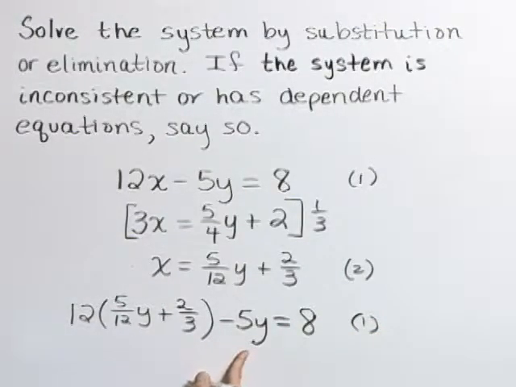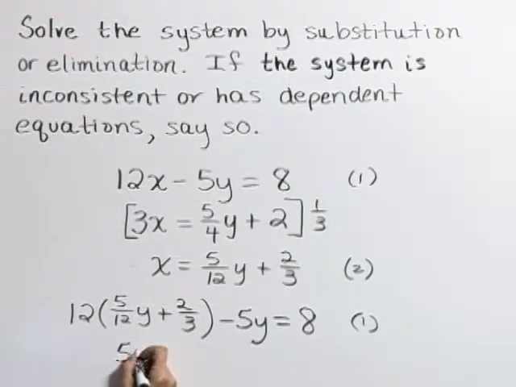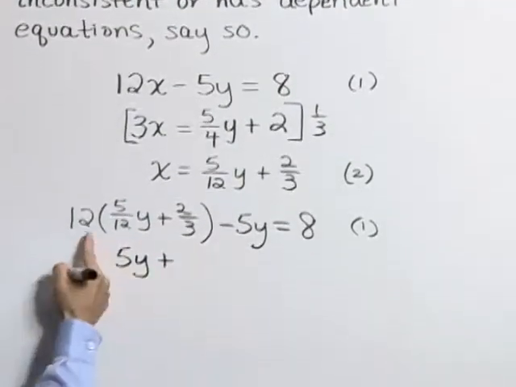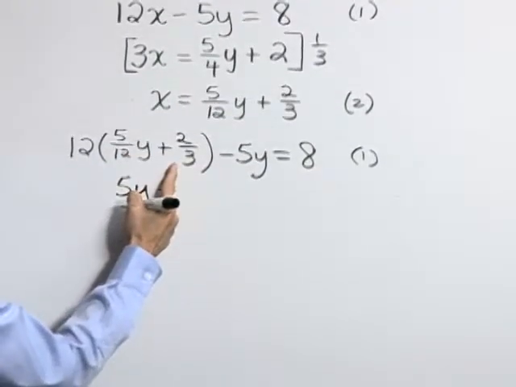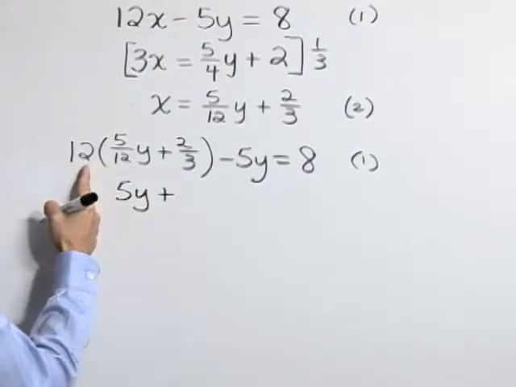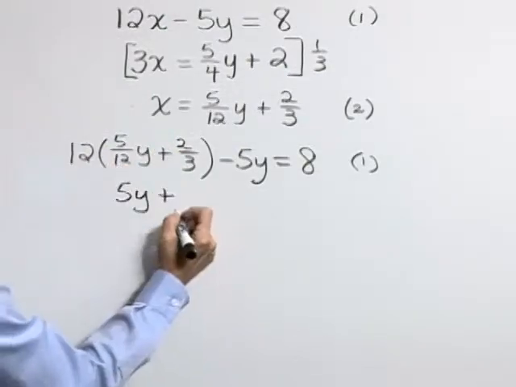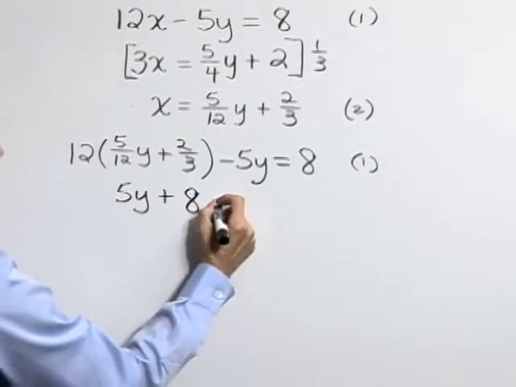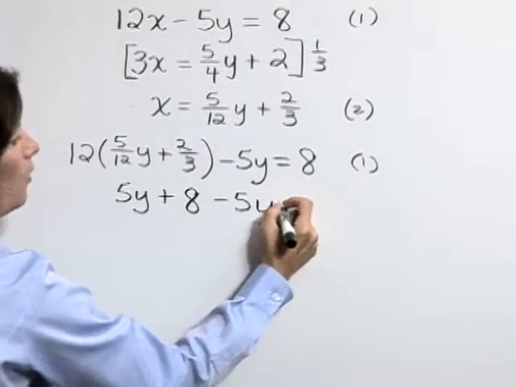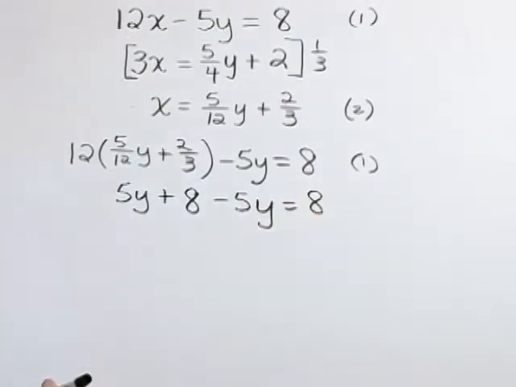Now let's solve this equation for y. Distributing up front, 12 times 5/12 y is 5y, plus 12 times 2/3. 3 goes into 12 4 times. 4 times that 2 is 8. Minus 5y is equal to 8.